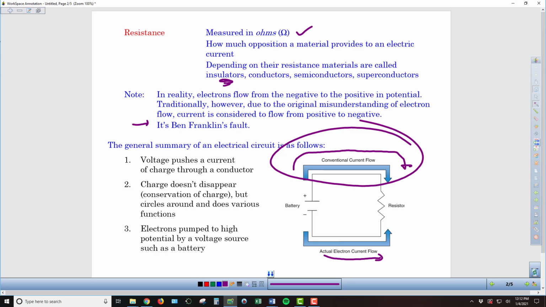And so in this simple circuit, electrons would be flowing out of the positive terminal through the resistor and then back in through the negative terminal for our diagramming purposes, even though in reality we know it is opposite.